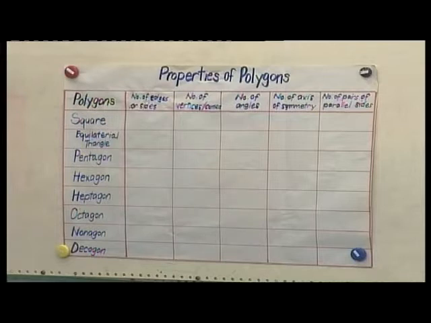Now we have the last column to complete. Number of pairs of parallel lines. I hope we know what parallel lines are. Parallel lines are lines that go in one direction. They do not meet at the end. They will just continue on and on. This is what it means by parallel lines.